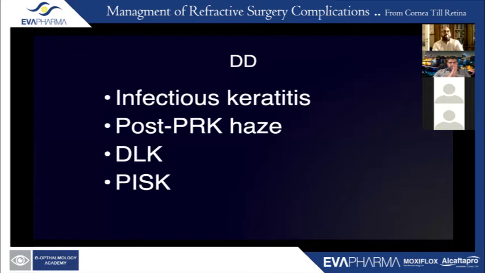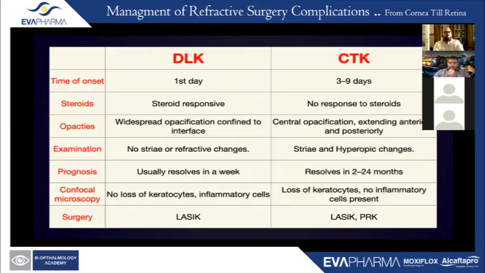Let us look at the differential diagnosis. We have many conditions that can have a similar picture, like infectious keratitis, post-PRK haze, DLK, and PISK, which is pressure-induced stromal keratitis, and other conditions like epithelial ingrowth. But the main debate here is CTK and DLK, because some believe that CTK is a stage 4 of the DLK, but this is not right. The CTK is now believed to be a separate entity.